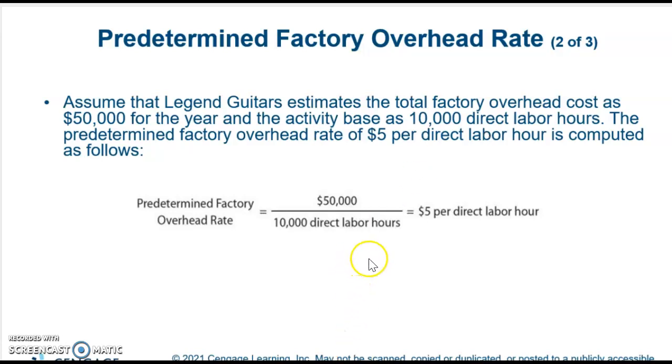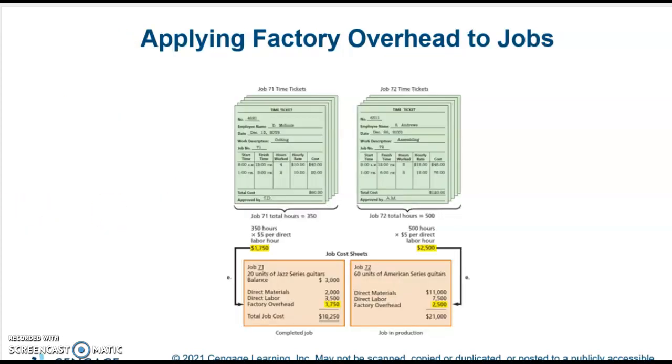So that's going to be your denominator, 10,000 direct labor hours. So we divide, and here we get $5 per direct labor hour. And that's what we call our predetermined overhead rate. Okay, so here it's showing you how to apply overhead to jobs.